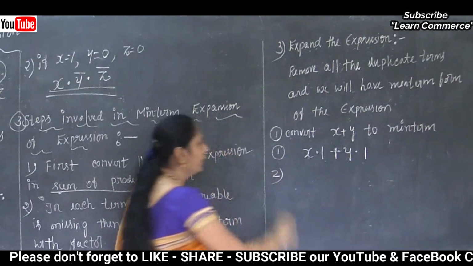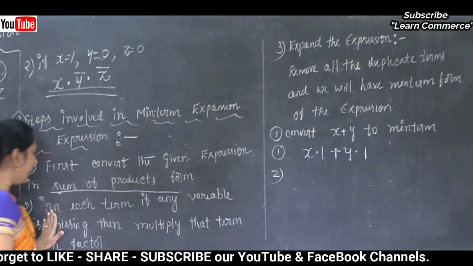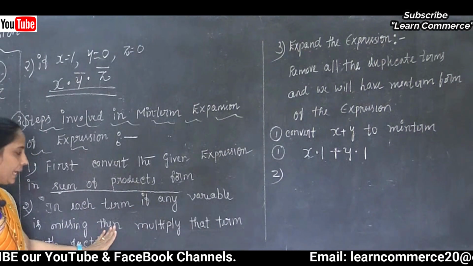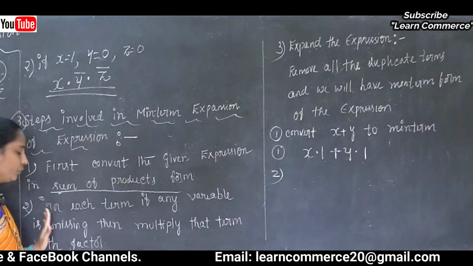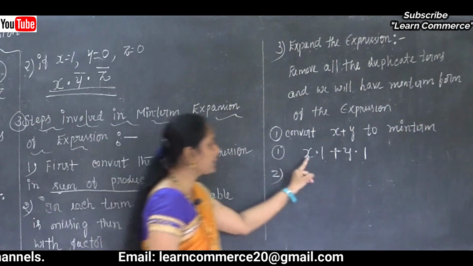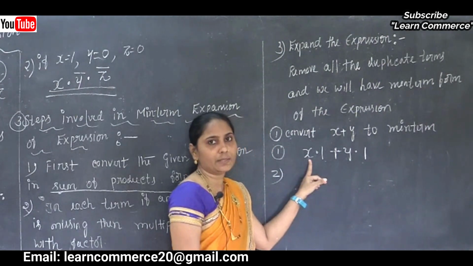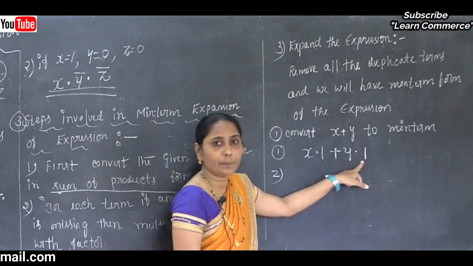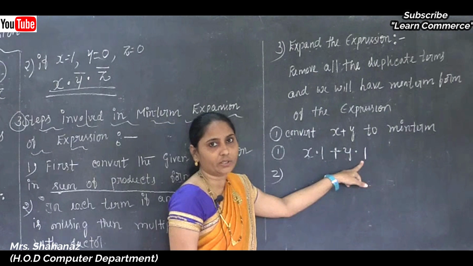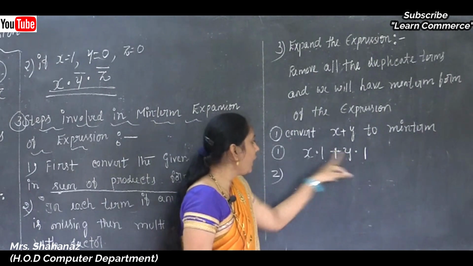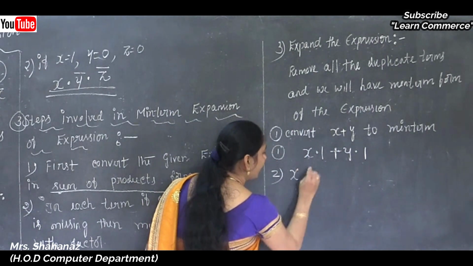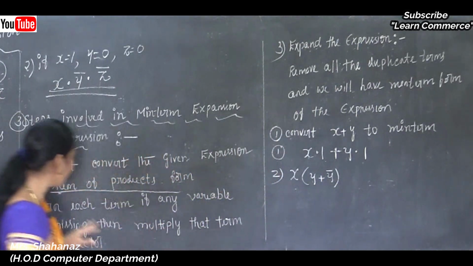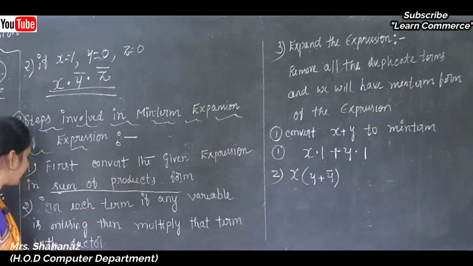Now the second step. In each term, if any variable is missing, then multiply that term with the factor. Now in the starting term, which variable is missing? Y. Correct? Y is not there. In the second term, the x variable is not there. X is missing. So I am going to take x, y plus complement of y. So what is the factor in this case here?